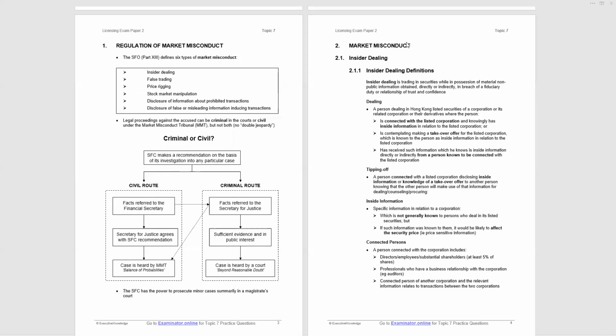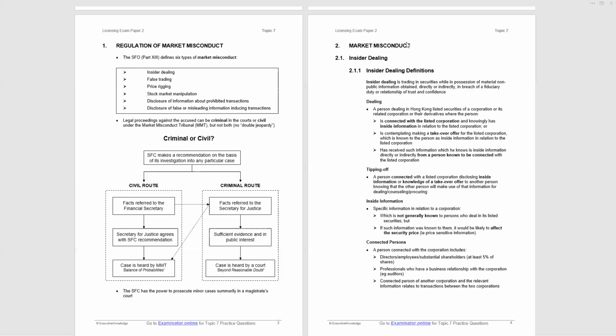Now, there is no double jeopardy. You cannot be taken down both routes. So if you go down the civil route, you cannot be taken to a court under the criminal route, and vice versa. If you're taken down the criminal route, you cannot be taken down the civil route. However, in addition to either civil or criminal prosecution, you could have a private civil case brought against you, and somebody would sue you for damages.